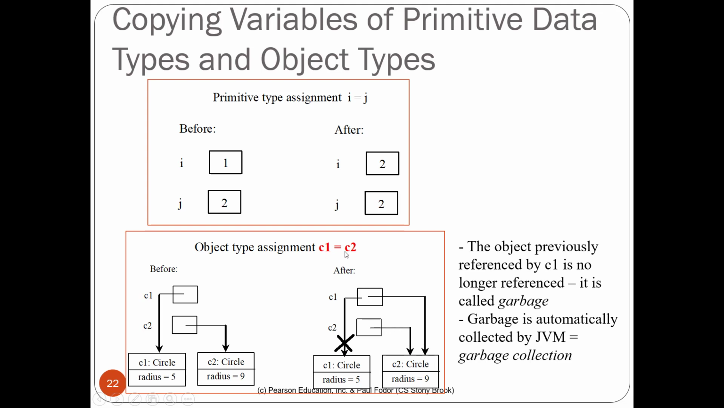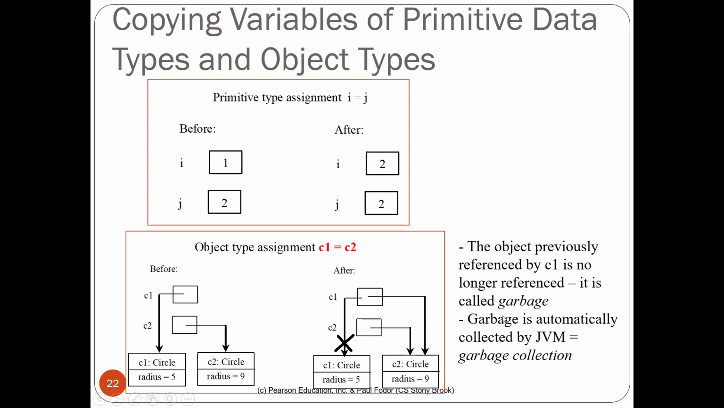Alright, so C1 and C2 are not independent anymore. C1 doesn't have its own copy of the circle with the radius 9. In fact, it is also pointing to the object which C2 was pointing to. And since C1 is no more pointing to the original circle with the radius 5, that would be lost and this memory would be retrieved by the JVM.